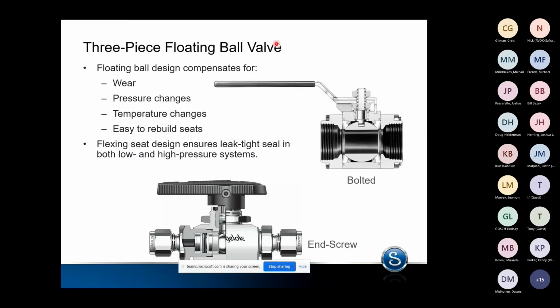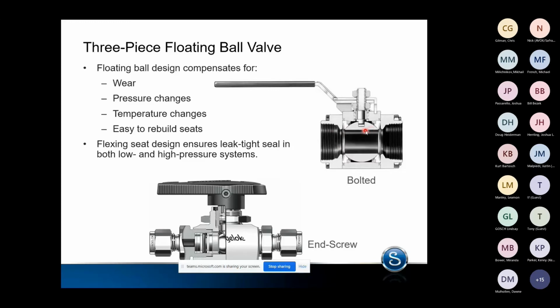When we look at a 3-piece floating ball valve, the difference with this is the ball is not directly, it's connected, but it's mechanically connected. It's not a single piece ball and stem combination. So the ball floats inside of the ball valve cavity. So this allows it to compensate for a couple of things. Wear, it's going to account for any kind of pressure changes or temperature changes. We think of this being in an off orientation. Right now it's open. If it were off and you had high pressure on this side and low pressure on this side, you've got a high pressure differential across this.